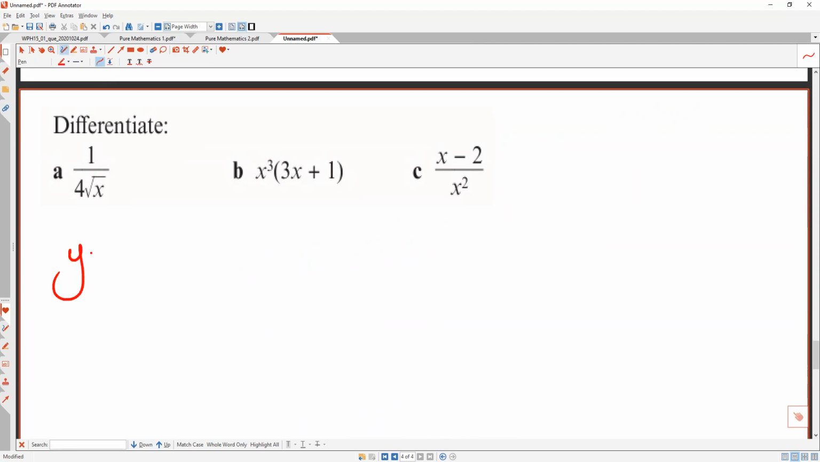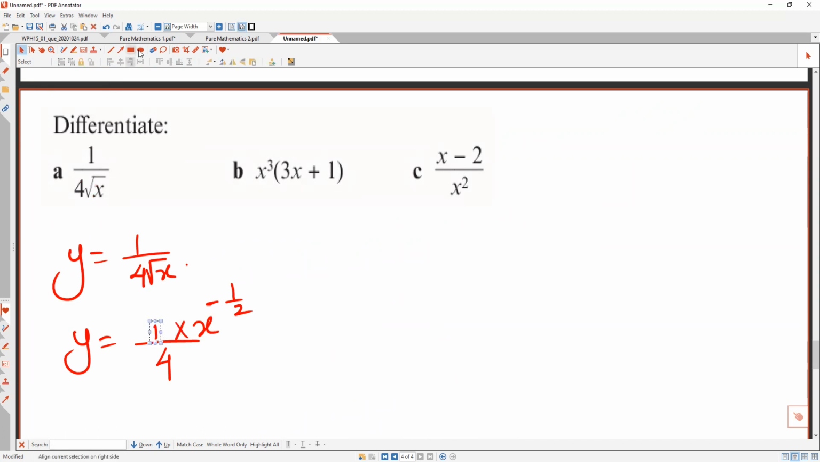here they said y is equal to 1 divided by 4 root x. So let's simplify this: 1 divided by 4 multiplied by x raised to minus half. Do you all understand this? Inam, do you understand? Nabil? What does root x mean? x raised to half. And when x raised to half goes up, what will it become? Minus half. Okay. So now I will differentiate this.